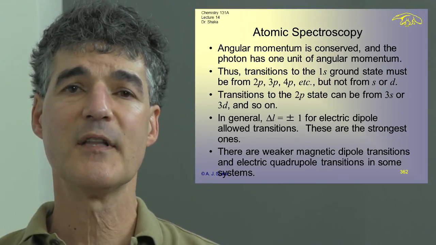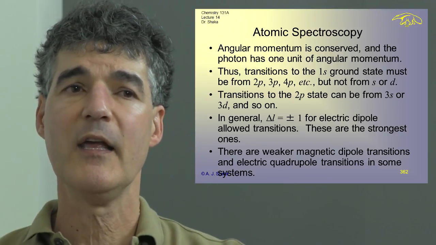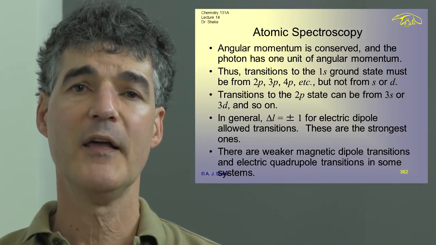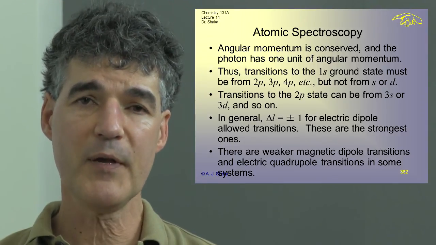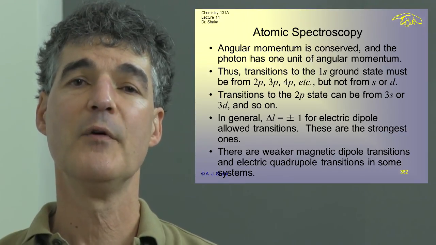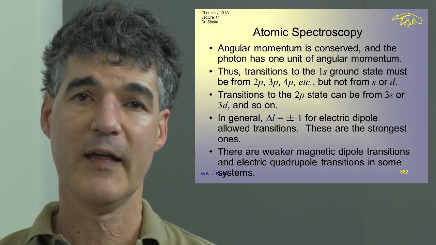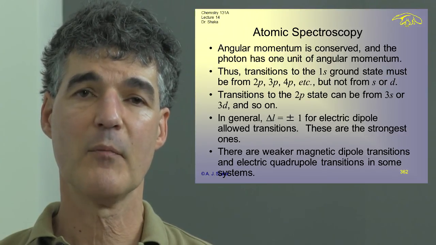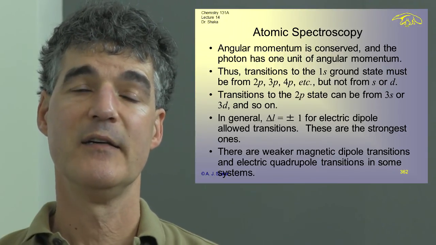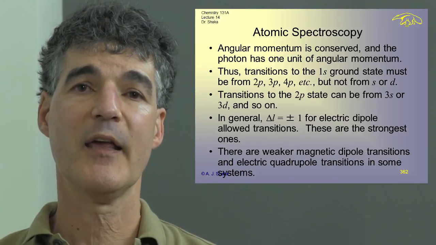So that means that although we draw these things coming down to the 1, in fact, they're all coming from specific values of L. It's 2p to 1s, 3p to 1s, 4p to 1s, and so forth, and it's always p. We can't have 2s to 1s because then delta L is 0, and that's not allowed. That doesn't conserve angular momentum. And likewise, we can't have 3d to 1s either because then delta L is equal to 2, and again, that doesn't conserve angular momentum.